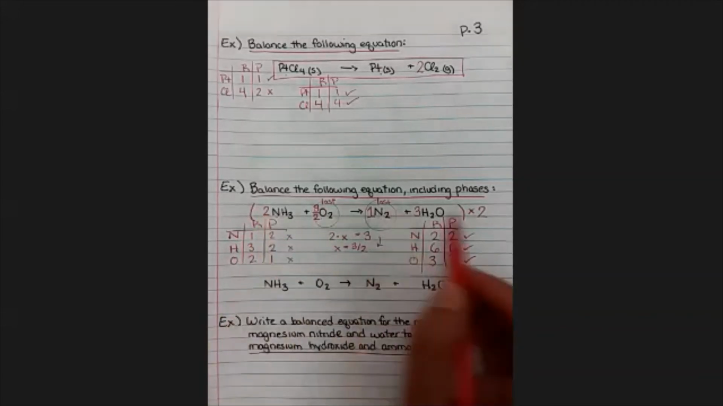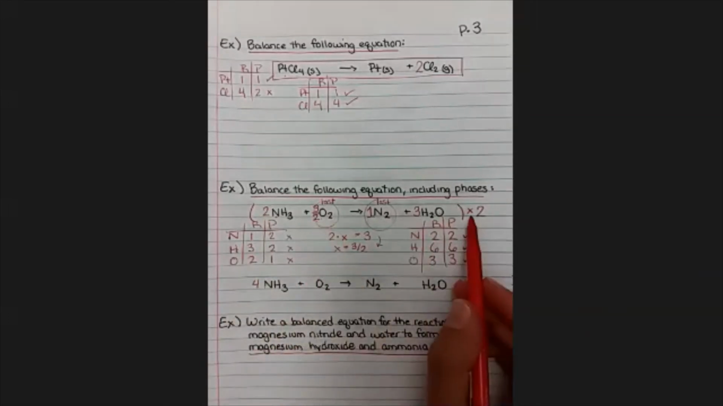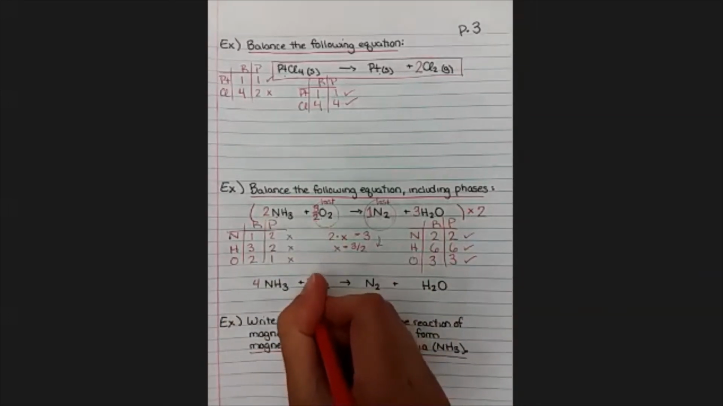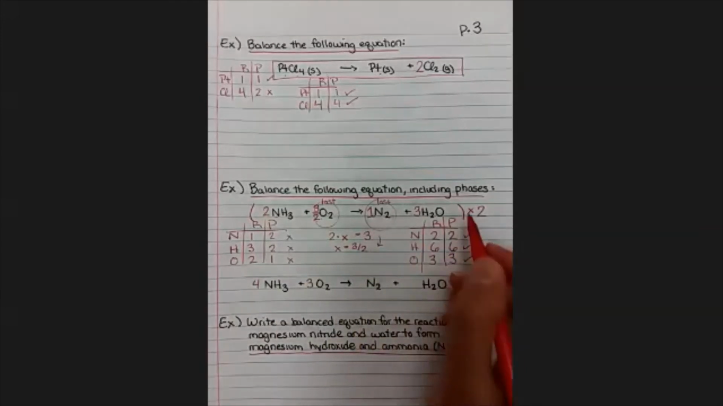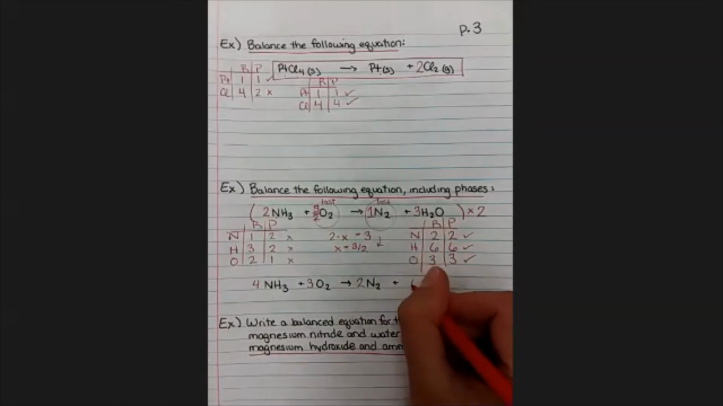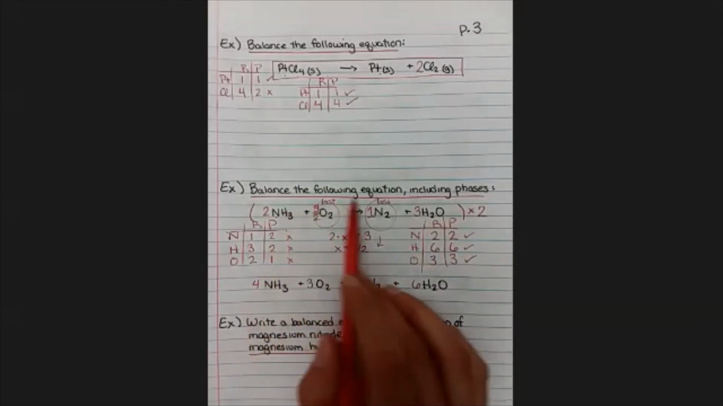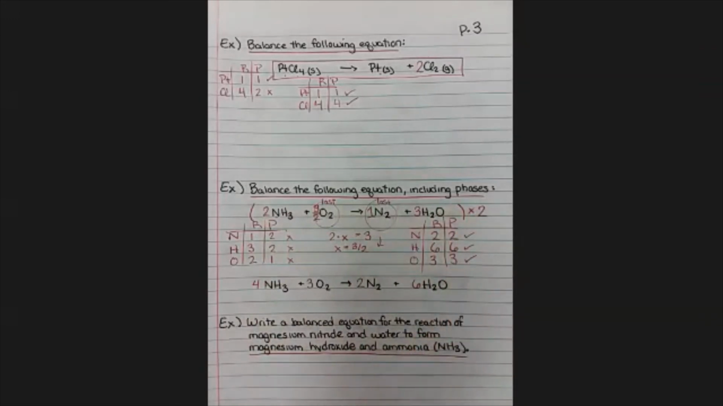So we've got 2 times 2 is 4 in front of the NH3. 3/2 times 2 is going to be 3 in front of molecular oxygen. 1 times 2 is 2 in front of molecular nitrogen, and 3 times 2 is 6 in front of the water. So there's my coefficients. The only thing left to add now is the phases.